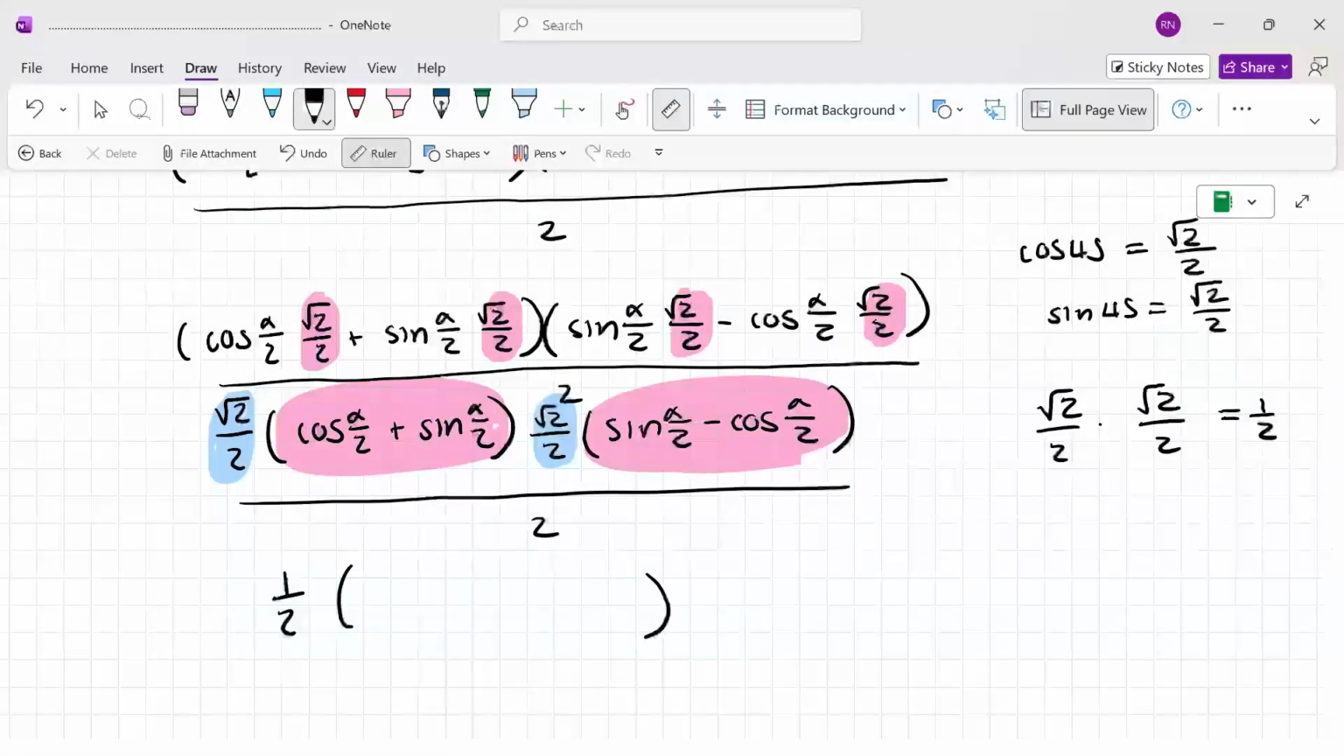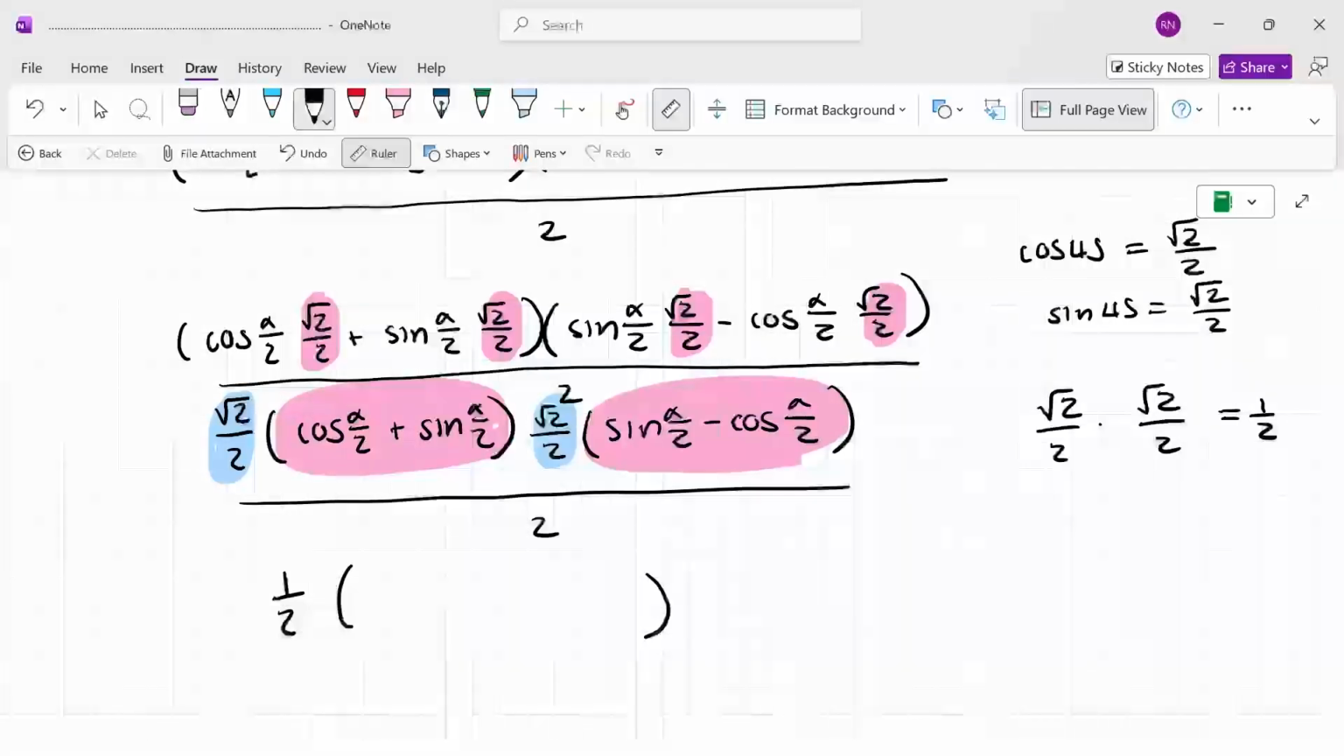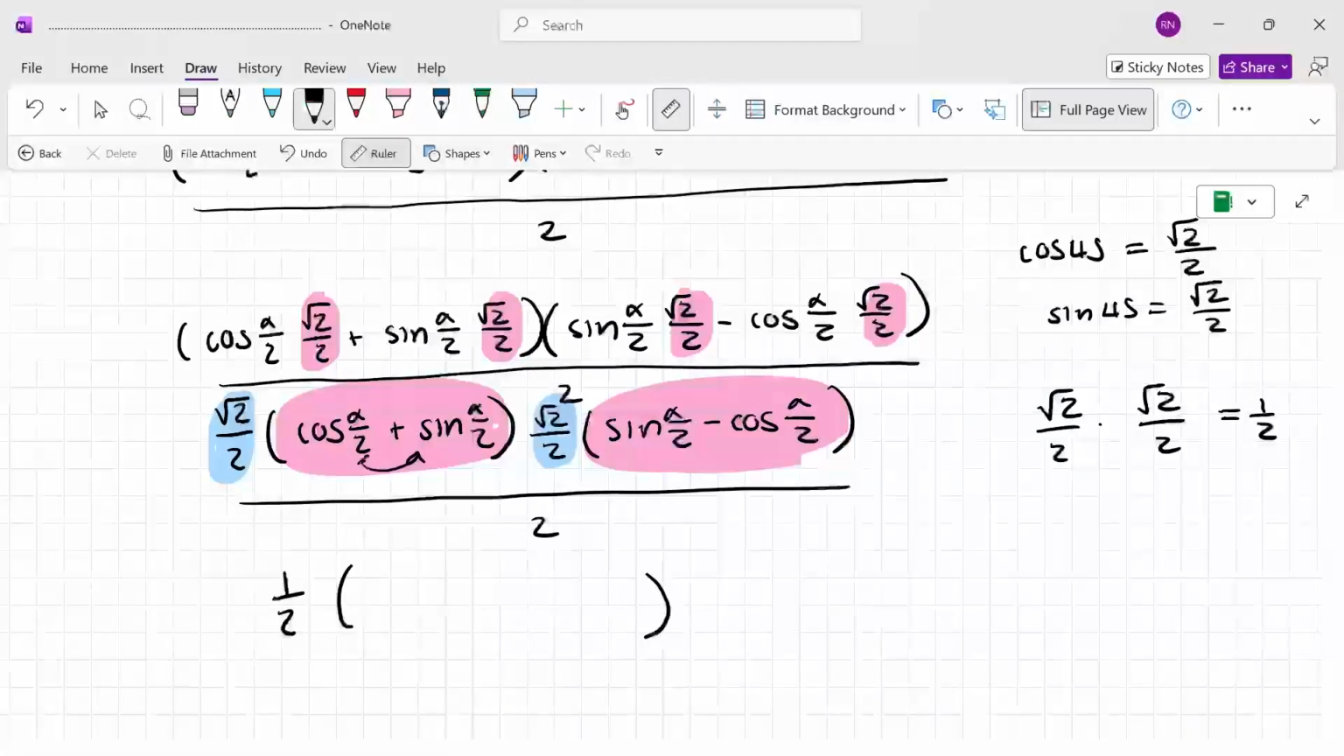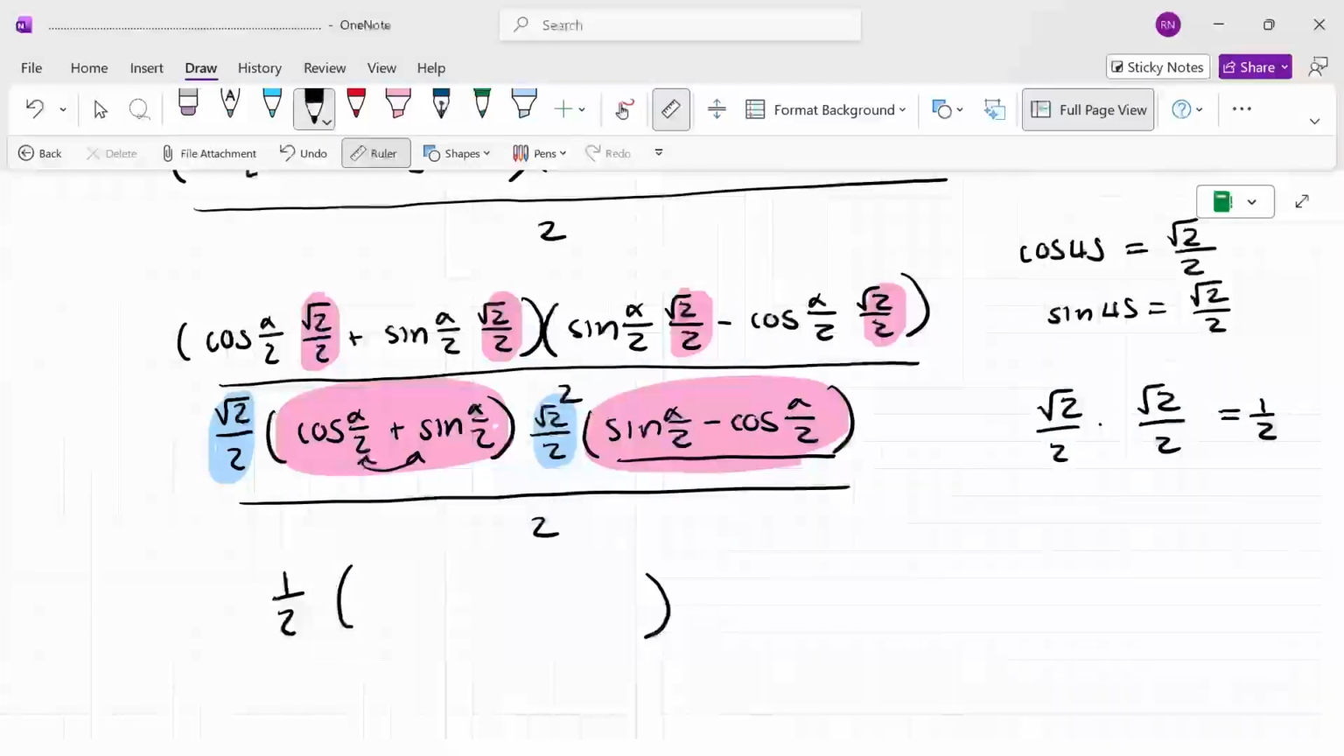What do I have in those two brackets? Dots. Yes, I have a difference of two squares, because I have cos theta over 2 plus sine theta over 2, and sine theta over 2 minus cos theta over 2. You can swap these around and it'll be the same, because when you're adding, it's the same. So you effectively have a dot, but it's a dot in this direction, in this order.